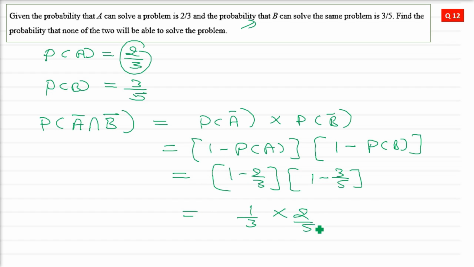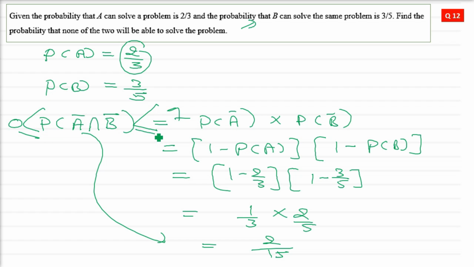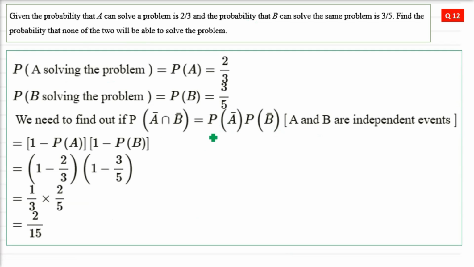So 1 minus 2 by 3 is 1 by 3. 1 minus 3 by 5 is 2 by 5. And when we multiply these two, we are going to get 2 by 15. Please remember, probability always lies between 0 and 1, and 0 and 1 are inclusive. So you can check, recheck. 2 by 15 does lie between 0 and 1.